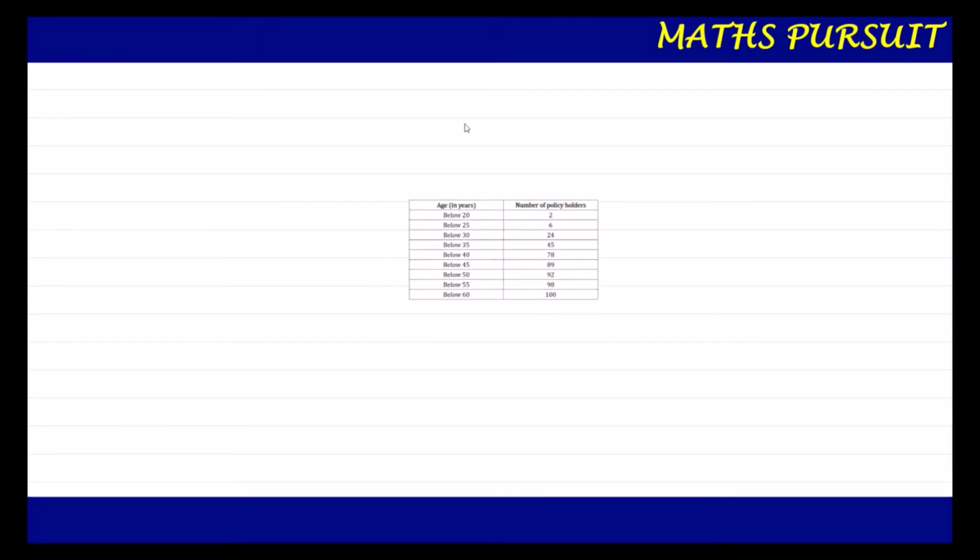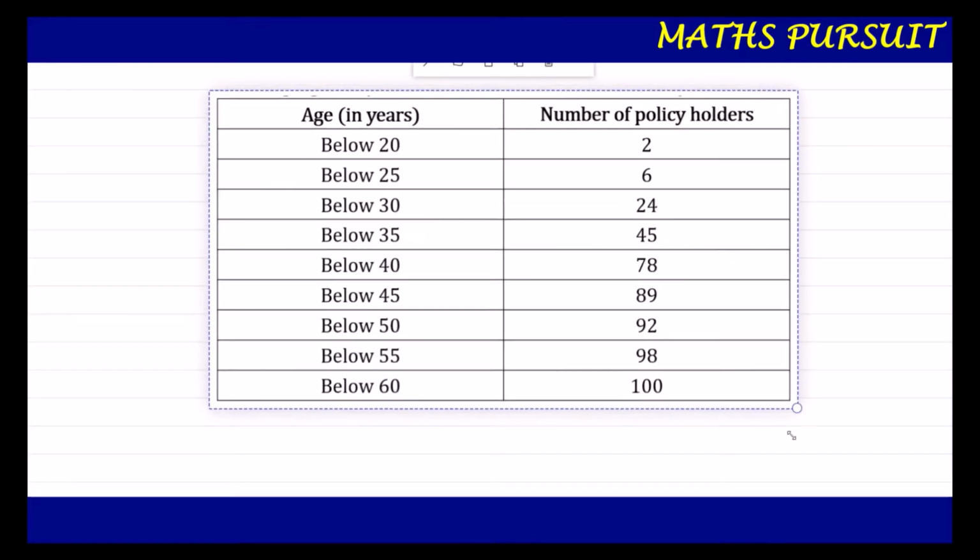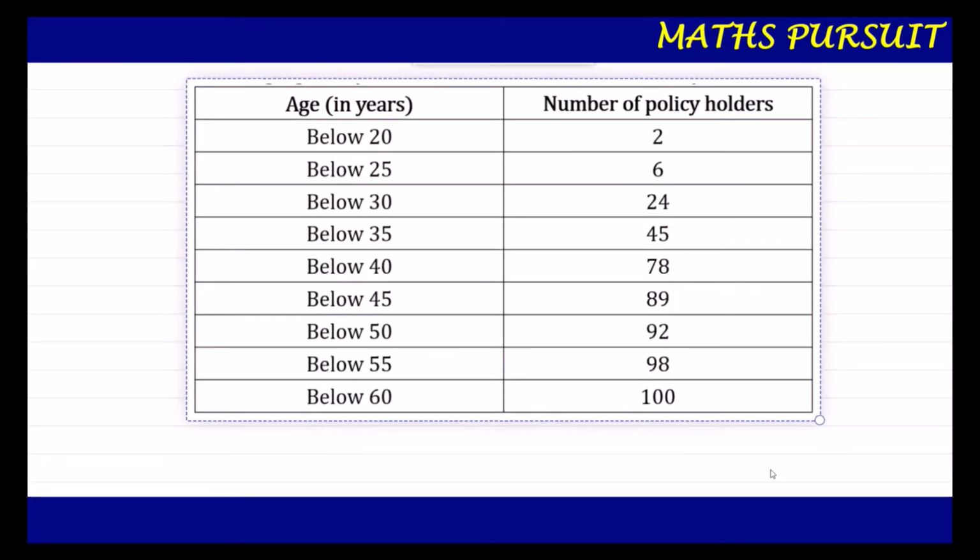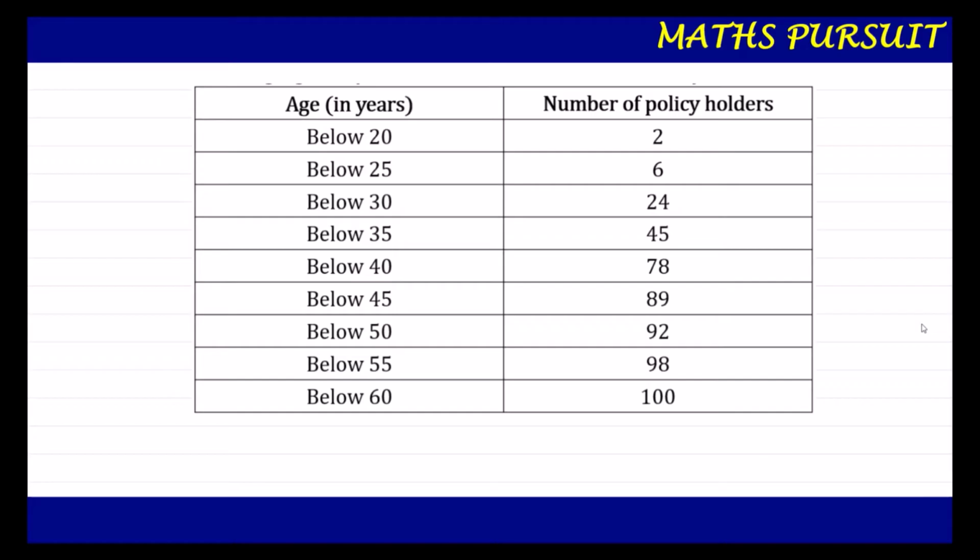And if you look here to this table, the data is given like age in years. So they have given below 20, below 25, below 30, below 35, below 40. So like this they have given the data, and in another column they have given the data like number of policyholders like 2, 6, 24, like this they have given.